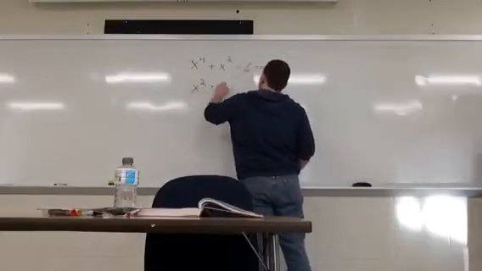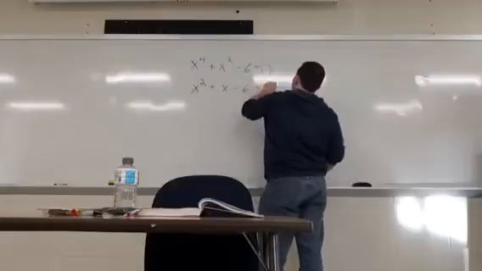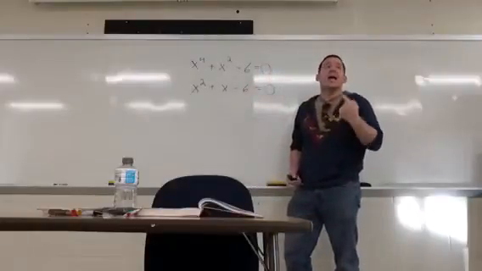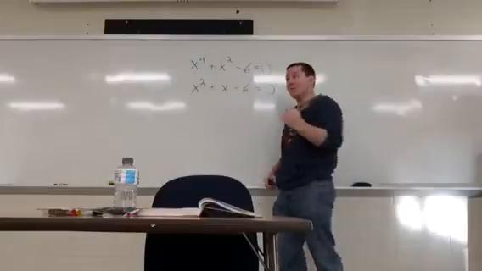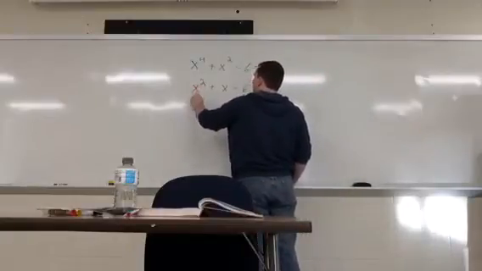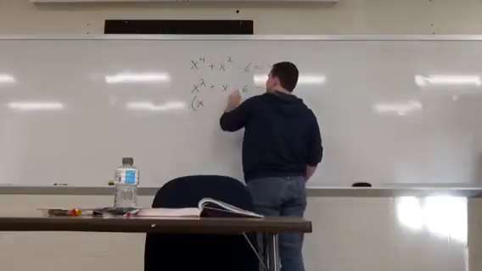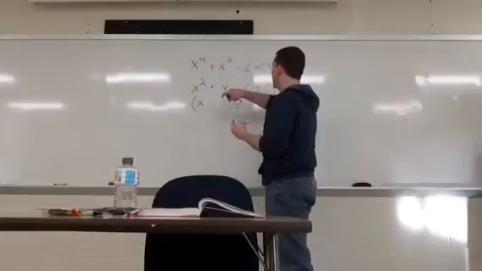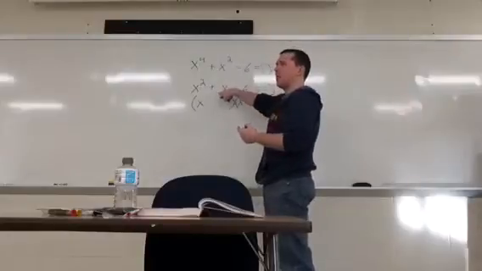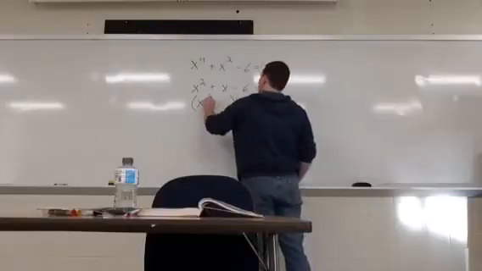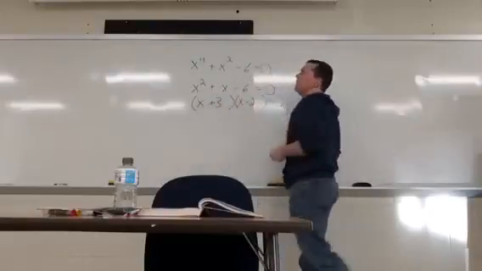If I gave you this, x squared plus x minus 6 equals 0, what's that? Quadratic. How would you solve it? You would factor it. Two numbers that multiply to x squared, well, that's x and x, and then two numbers that multiply to negative 6 that add up to 1, the linear term: positive 3, negative 2. Correct?